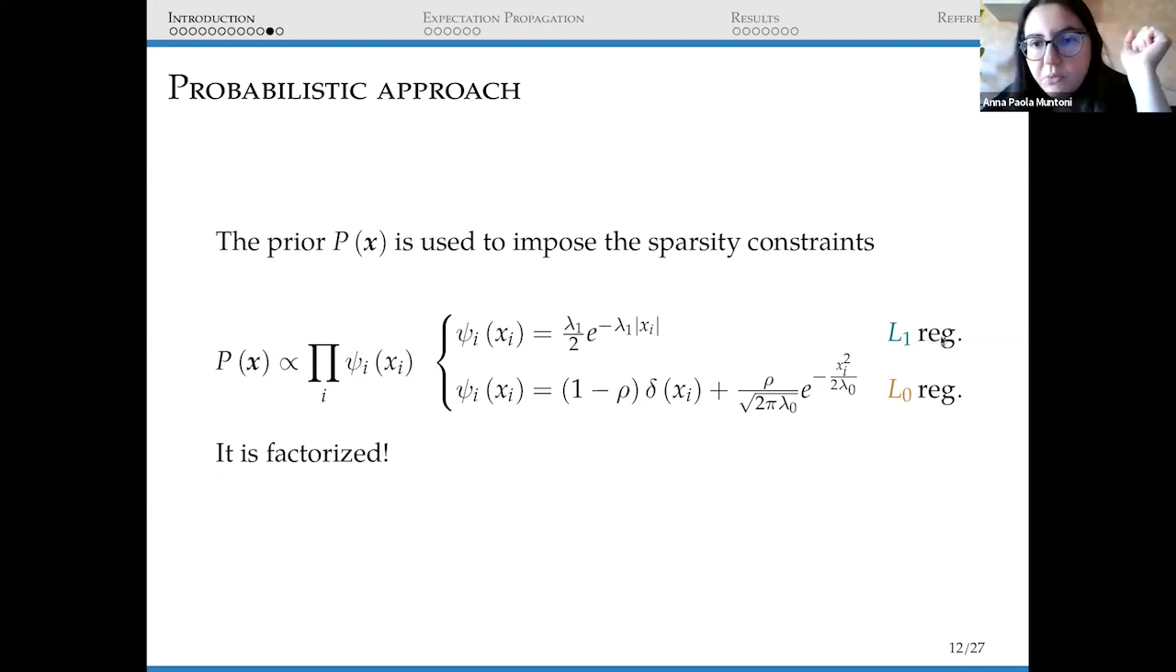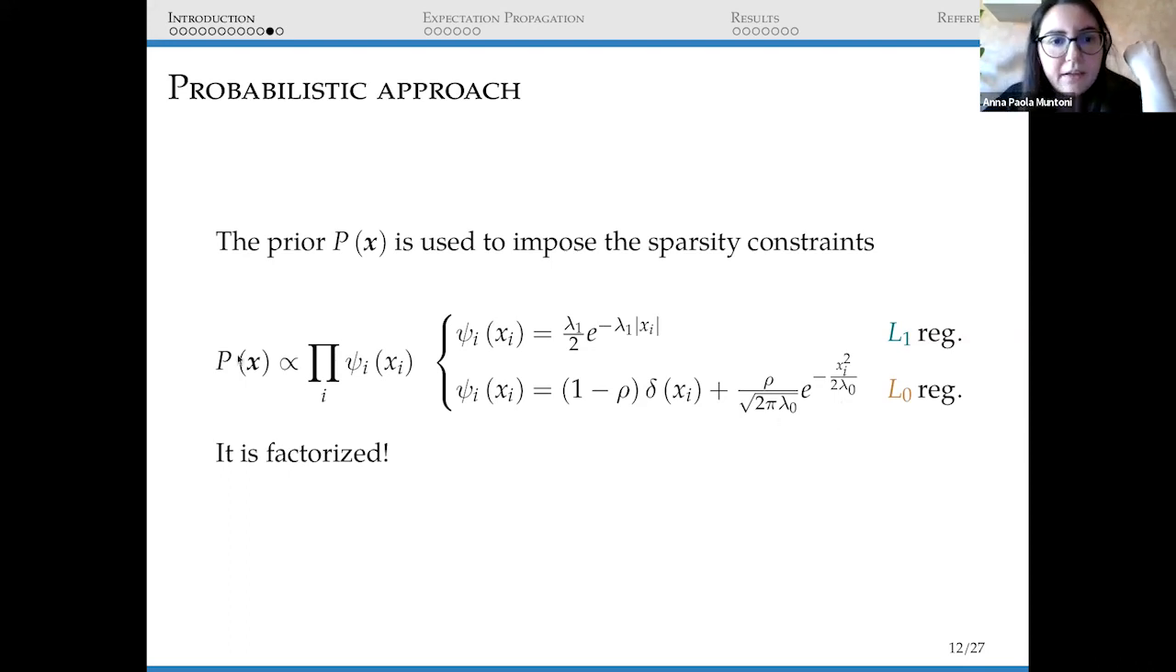Here we have the L1 regularization, so we can say that this single prior function is a Laplace distribution, okay, or the so-called Spike-and-Slab prior that enforces the L0 regularization. So here we are saying that with probability 1 minus rho, we have 0, and with probability rho, this xi is distributed according to a normal distribution of variance lambda 0 and mean 0.